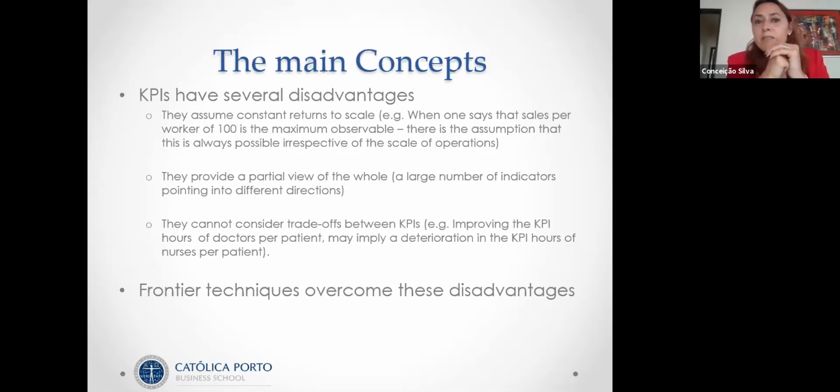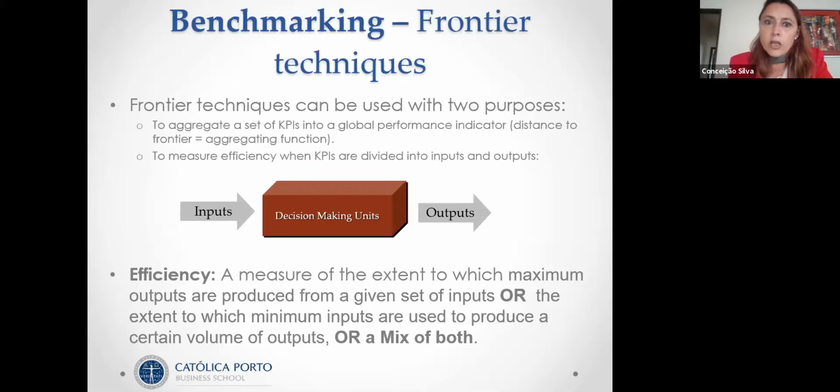Basically, KPIs have several disadvantages. When we use these KPIs separately, they make a lot of assumptions, for example constant returns to scale. KPIs provide a partial view of the whole, and they cannot consider trade-offs between KPIs, that is, when one increases, another decreases. The fact that I don't have an ideal point, as I showed you in the previous graph, shows that we have trade-offs between capital and labor. So I can have capital-intensive firms and labor-intensive firms. Frontier techniques can overcome these three disadvantages. That is why they are useful to compute these aggregate indicators of performance, and to be used complementarily to these KPIs, as we did in the websites that I just showed you.